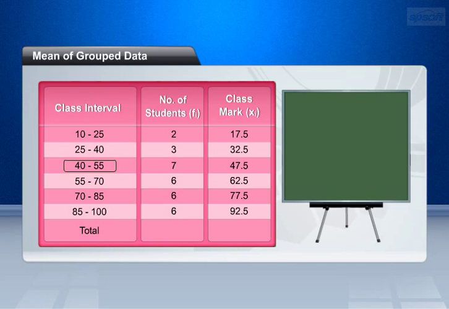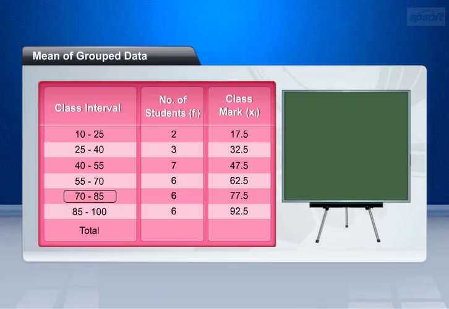Consider class interval 40 to 55. xi equals 47.5, A equals 47.5. Then di equals 47.5 minus 47.5. This is equal to 0. Then ui equals 0 by 15. This is equal to 0. Consider class interval 55 to 70. xi equals 62.5, A equals 47.5. Then di equals 62.5 minus 47.5. This is equal to 15. Then ui equals 15 by 15. This is equal to 1.